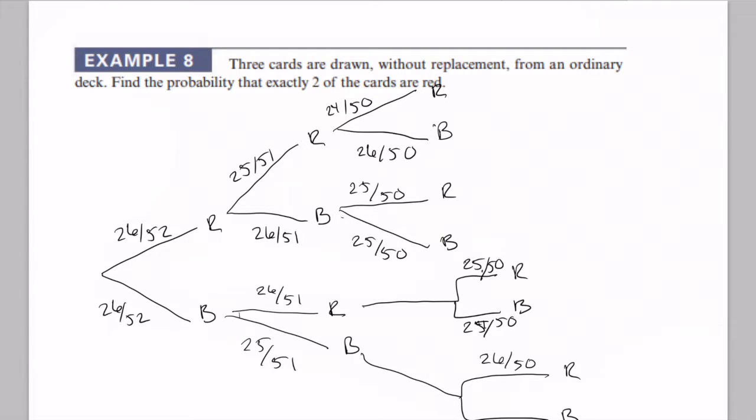So, find the probability that exactly 2 of the cards are red. So this is going to be this one, because we only want 2. This one. This one. So those are all of them.